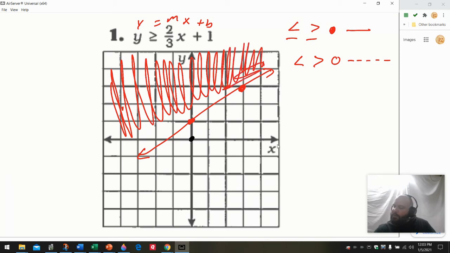The reason why we shade all up here is that it's telling us that any ordered pair from the shaded area as well as on the line, if we picked an ordered pair and plugged it into this inequality, it would give us a true statement. And so that's the graph of number one.